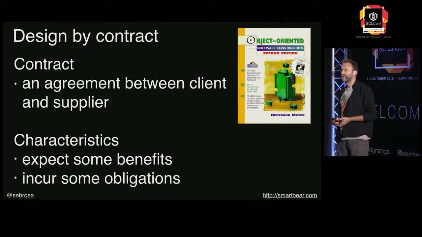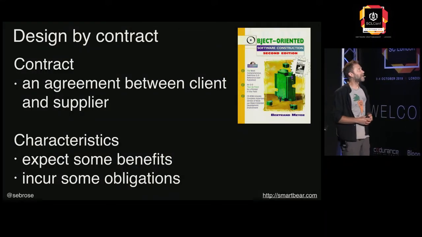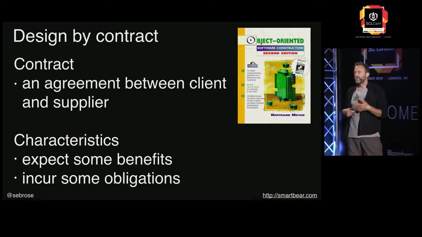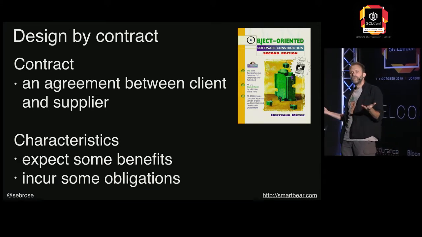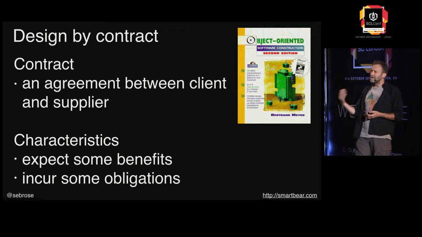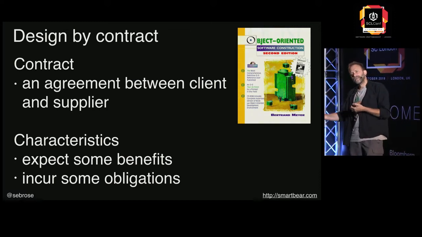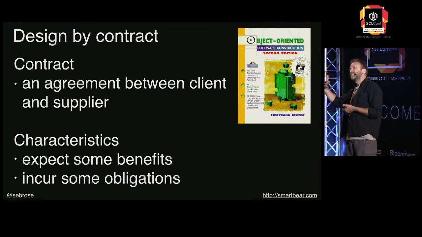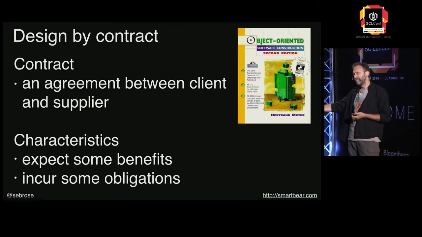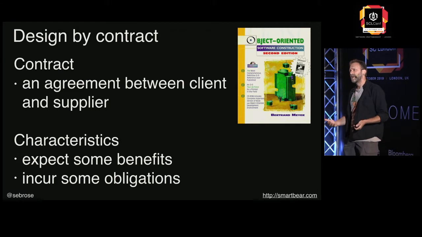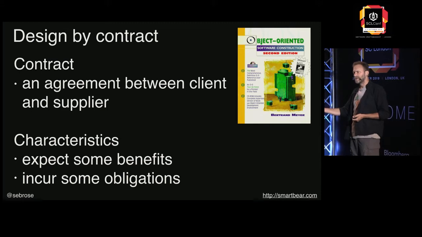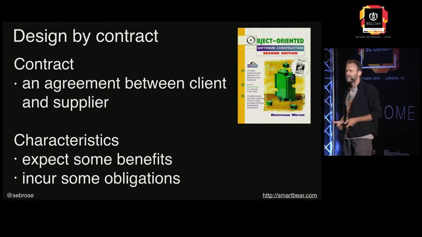So in Eiffel, contracts are first-class entities, and what Bertrand Meyer goes on to say is that the contract is an agreement between two components, a supplier and a consumer, or a client and a supplier. When you start being dependent, you do that because you're expecting some benefits. But as soon as you are dependent on some other component to provide those benefits, you've essentially given away some of your independence, and therefore you incur some obligations. You've got to use that component in the way that it's intended to be used.